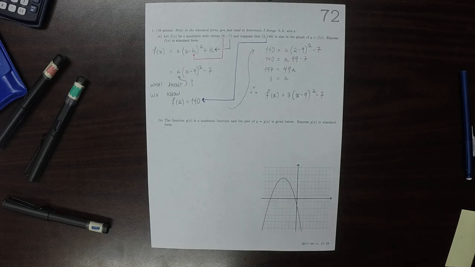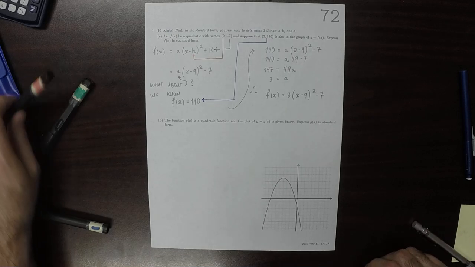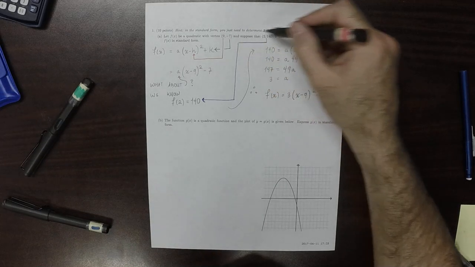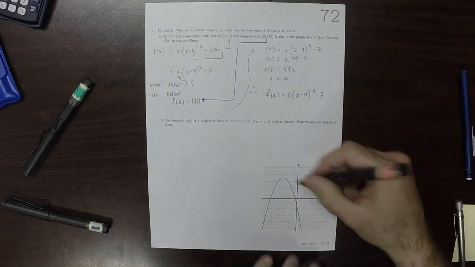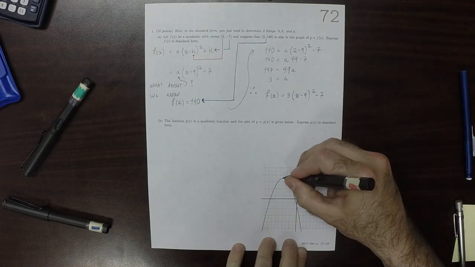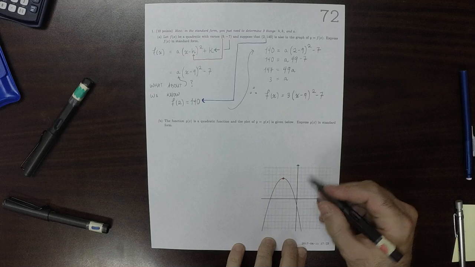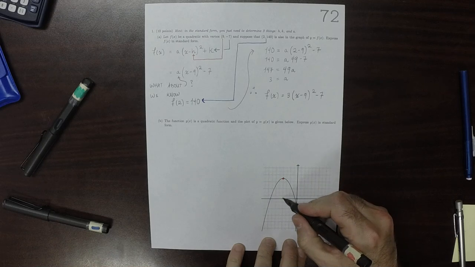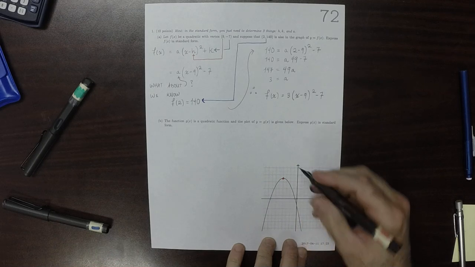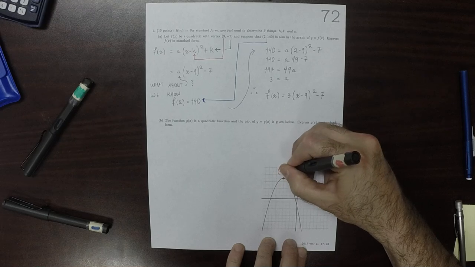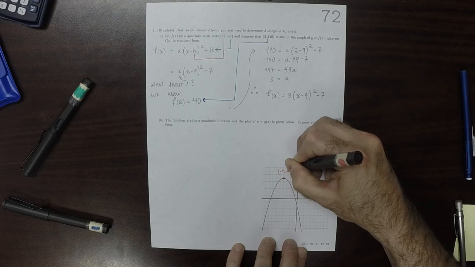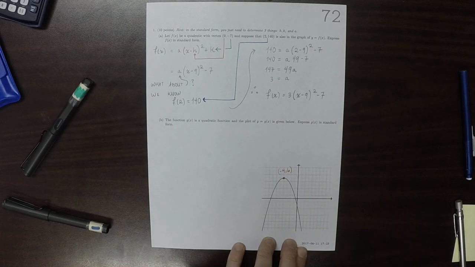Okay. So now, the second exercise is exactly the same as the first, except instead of writing the information out in language, I give you a picture. So the vertex in this case is negative 4, positive 6, and then we need any other point that is on the plot.